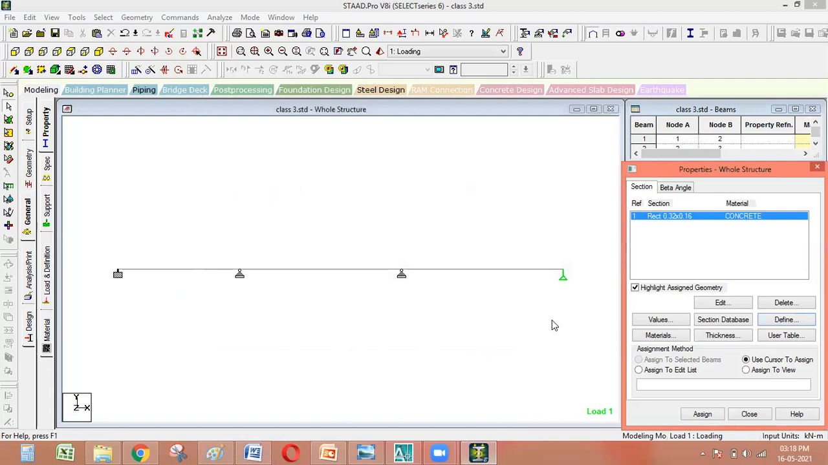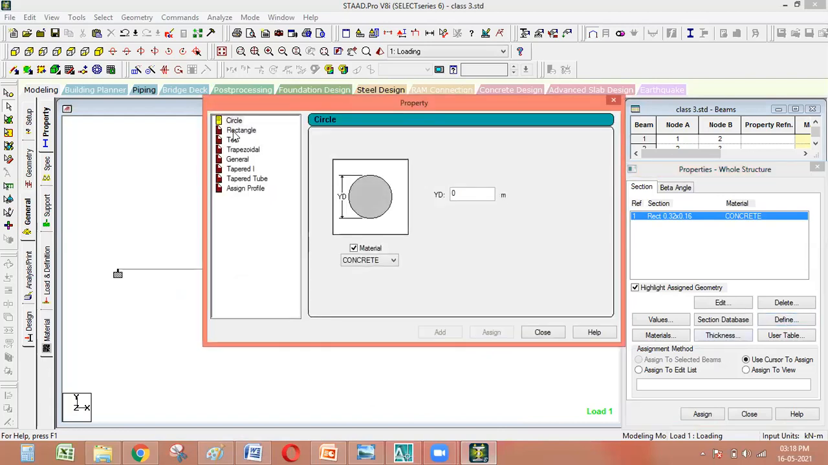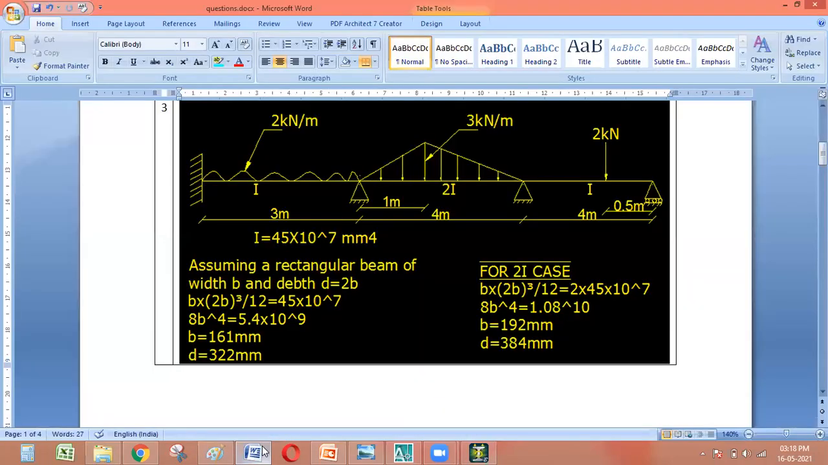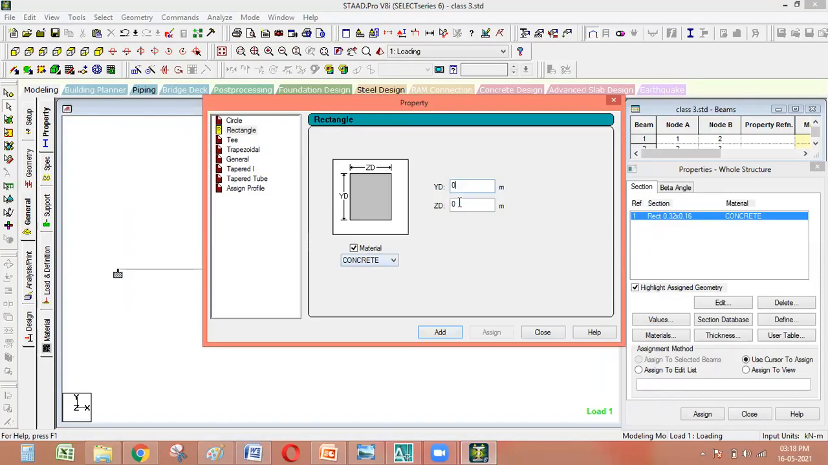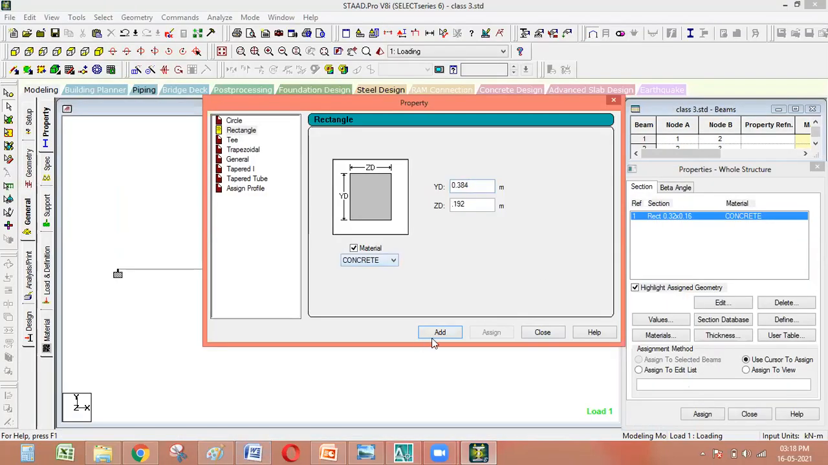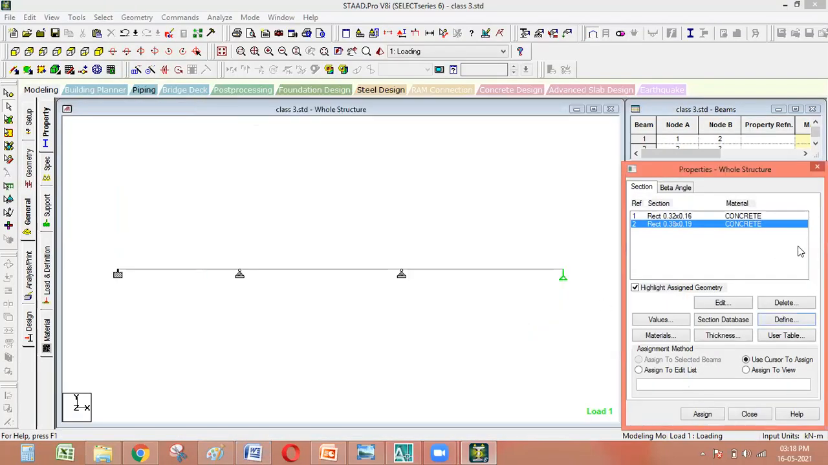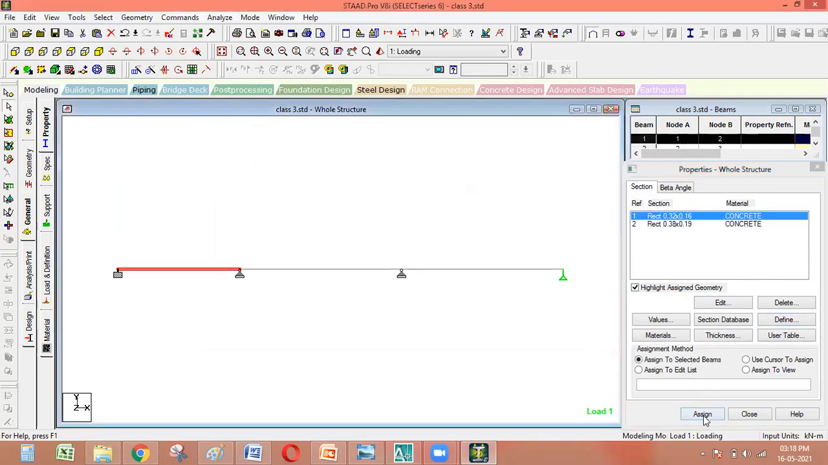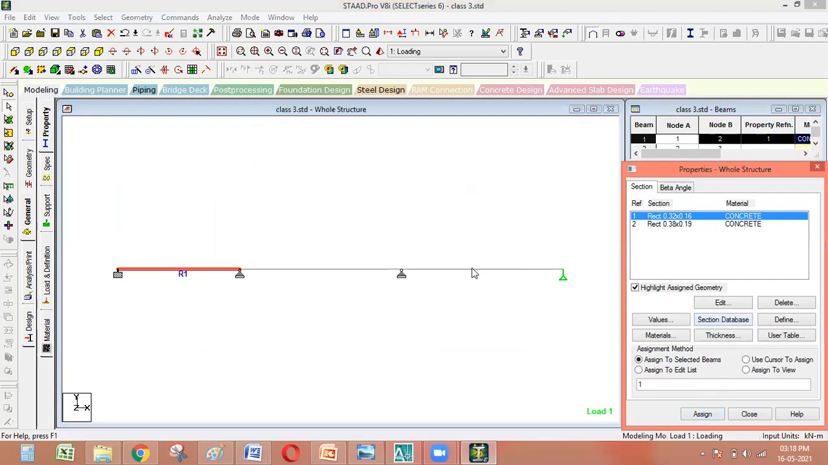Add, close. Then you also have to define 2I. In place of 2I, what should we provide? We should provide breadth as 192 mm and depth as 384 mm. You add and close. So now, where you had I value, substitute the first beam, whatever you have taken. You have I value in the third span also.